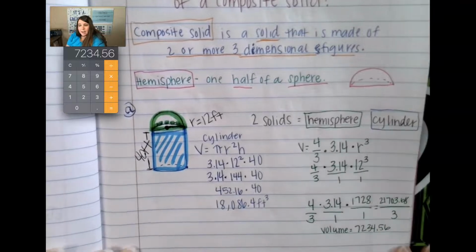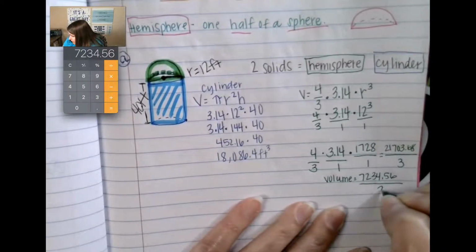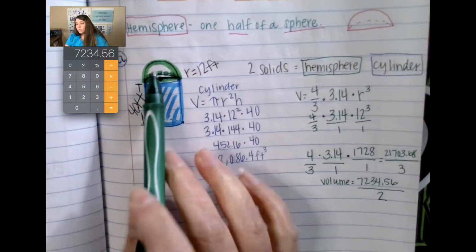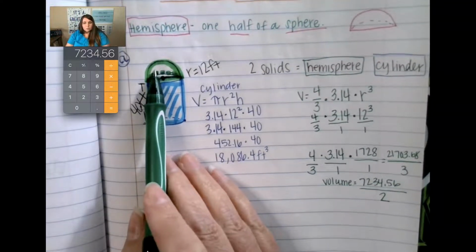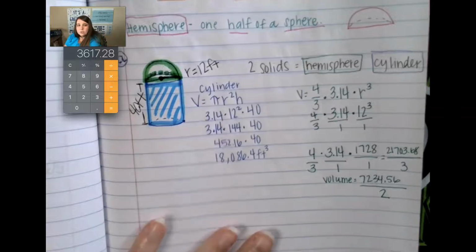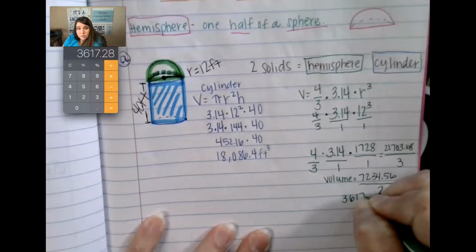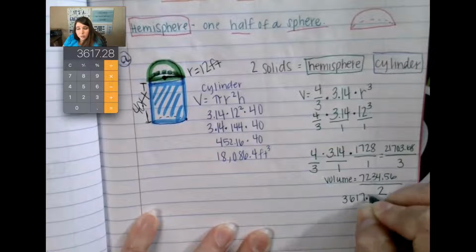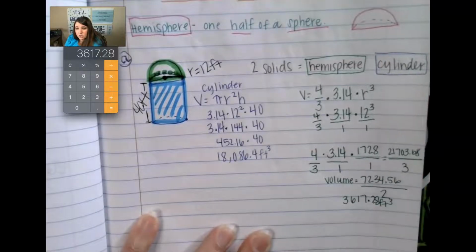So our job now, I'm going to move this up, is to divide this by 2 because we're looking only at the northern hemisphere. So think of it as the northern hemisphere of the solid there. So divide that in half, and that gives us 617.28. Okay, and this again is still feet and it's still cubed.